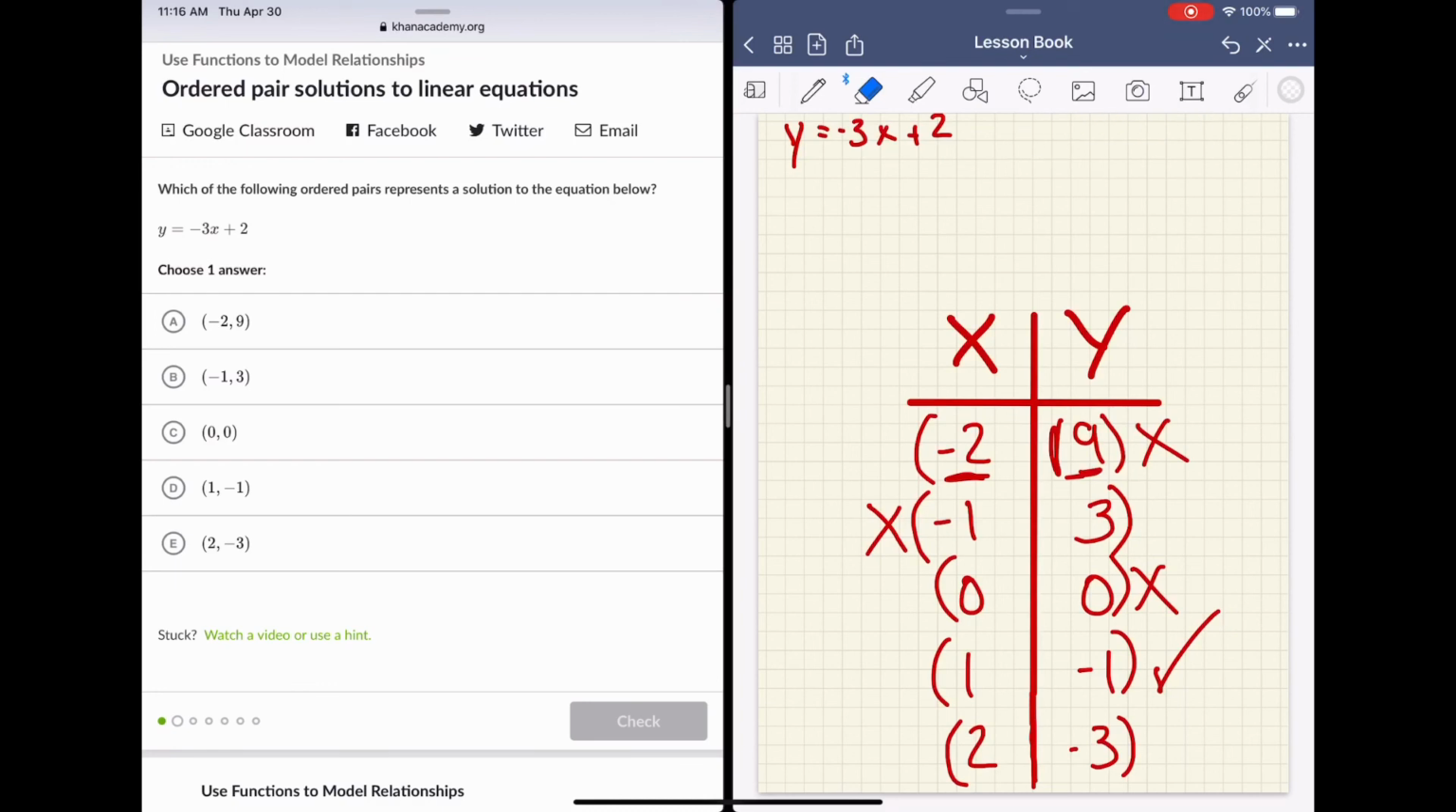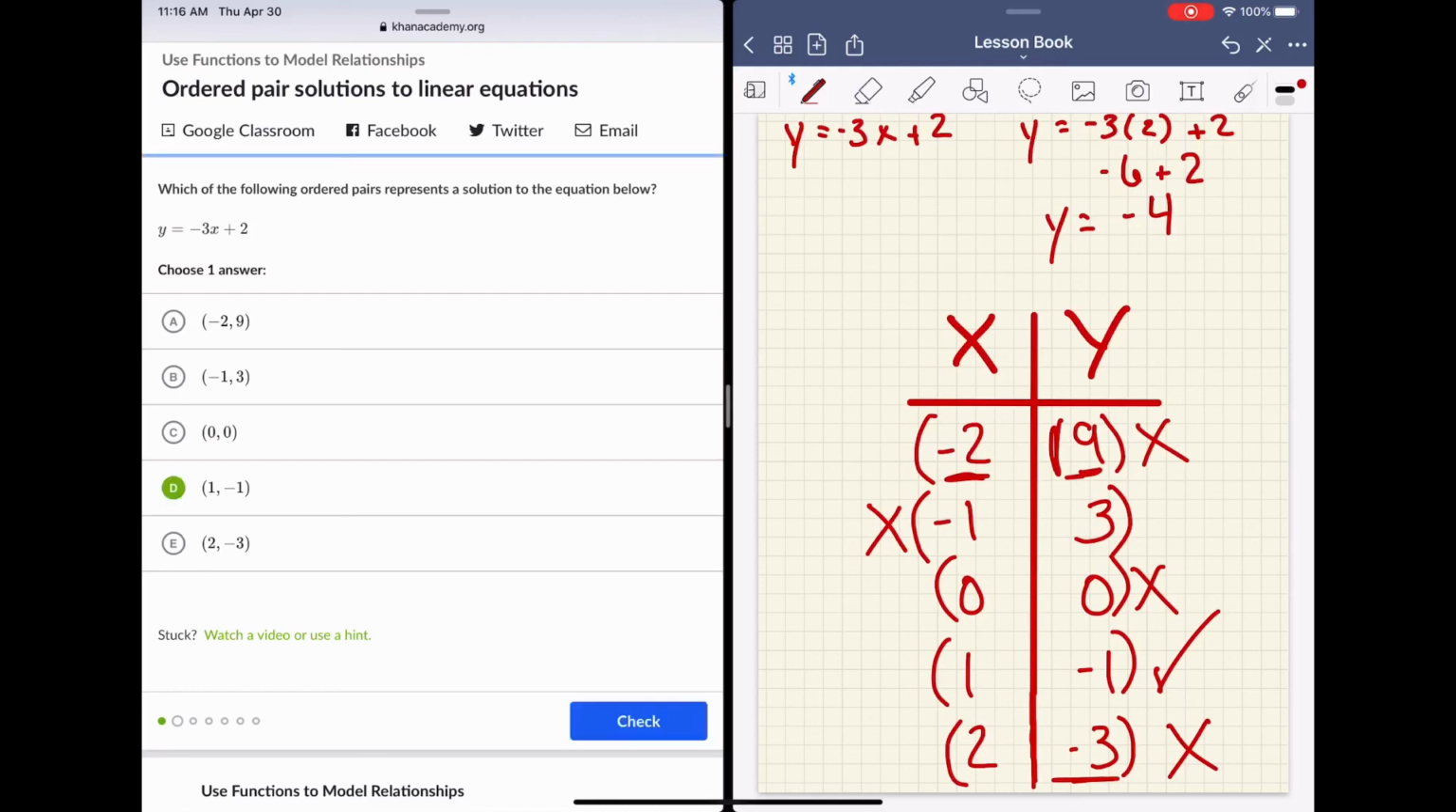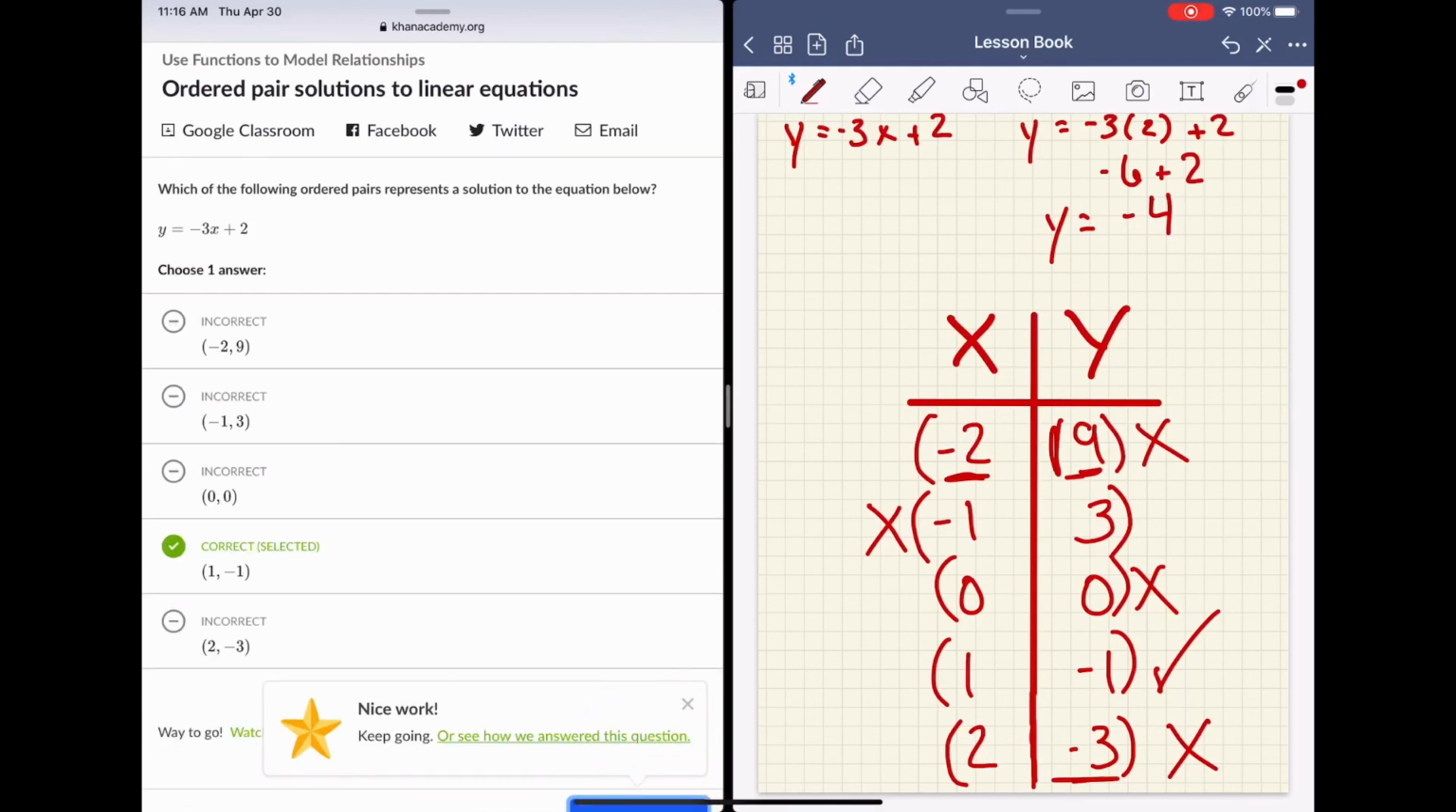And our last point down here, we're going to plug in a 2 for the x. Negative 3 times 2 plus 2. And then negative 3 times 2 is negative 6. Plus 2 is going to be negative 4. So we will get y equals negative 4, which is not equal to negative 3. So that one doesn't satisfy it either. So the answer would be (1, -1). And there we go. I hope this helps.